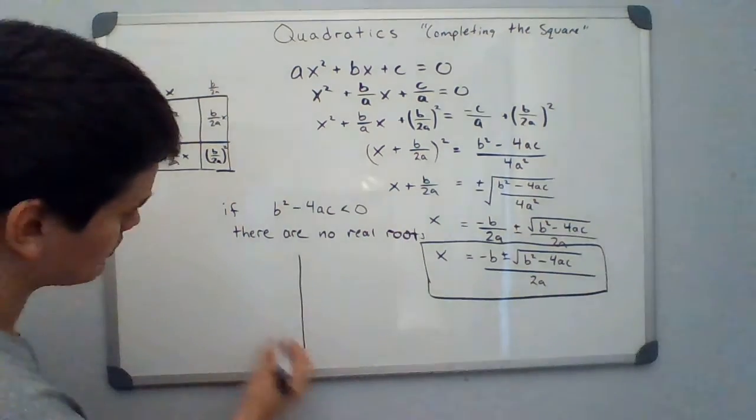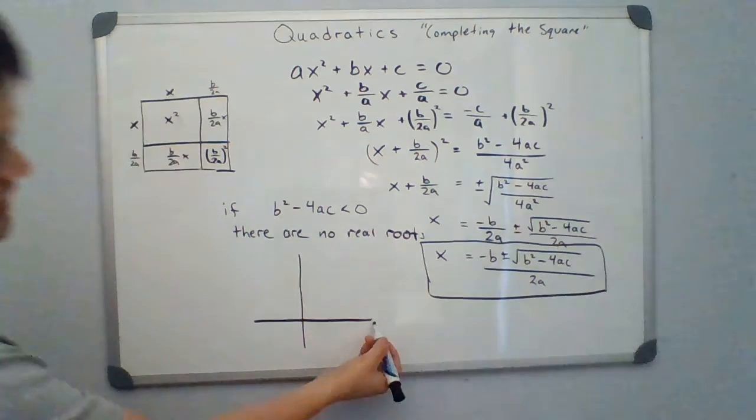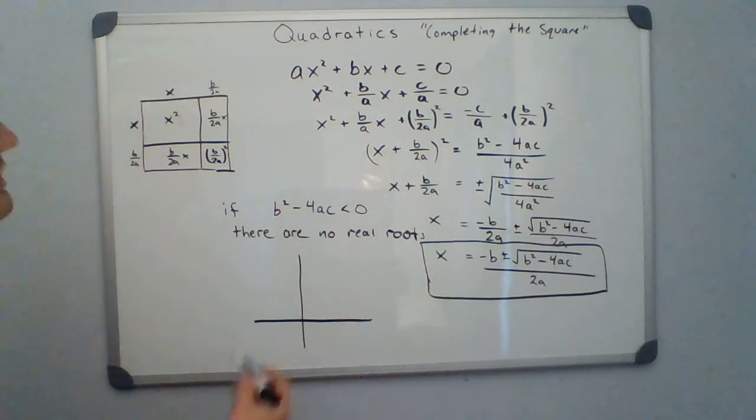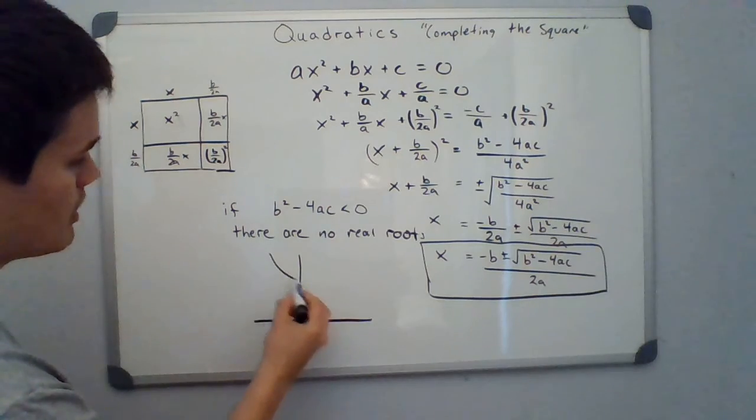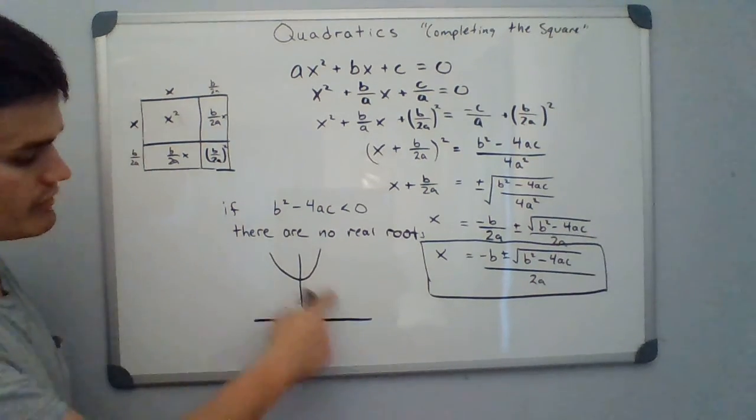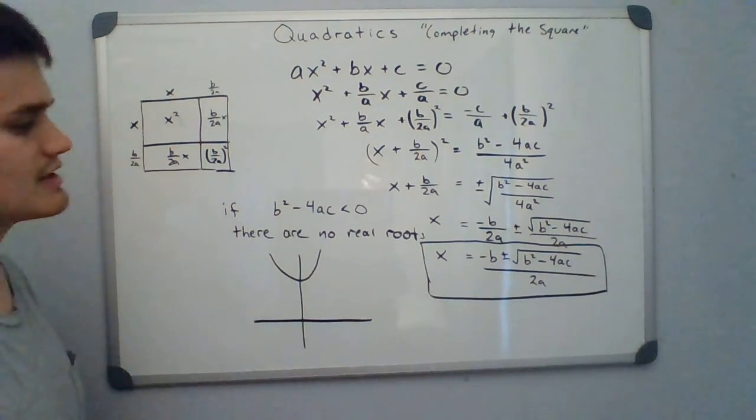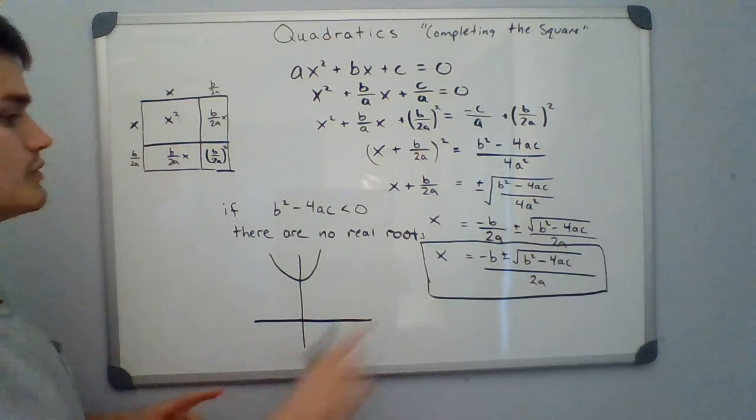In other words, when we graph it, if this is the x-axis and that's the y-axis, it's going to take some shape like this above the x-axis. It's never going to touch the x-axis, so there aren't any roots to be able to graph.